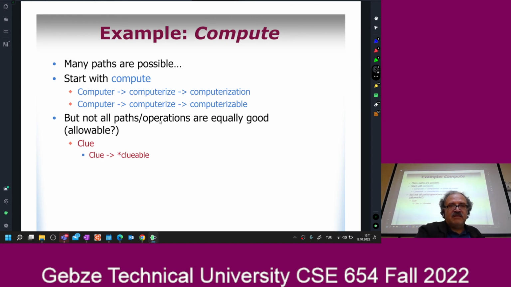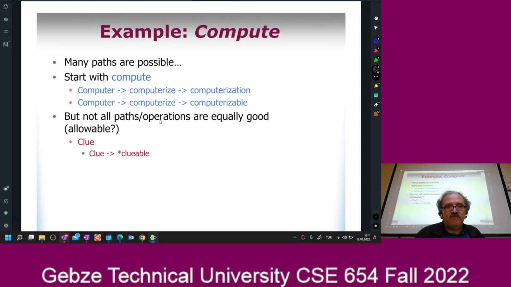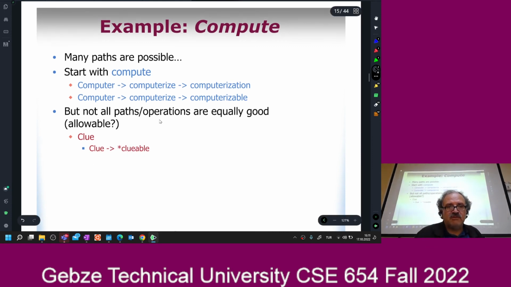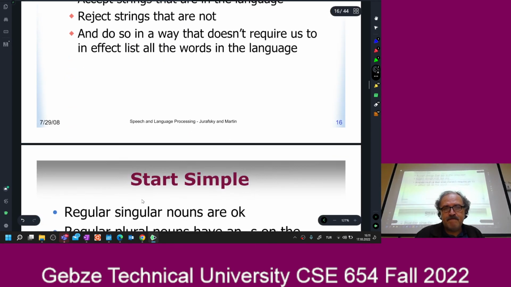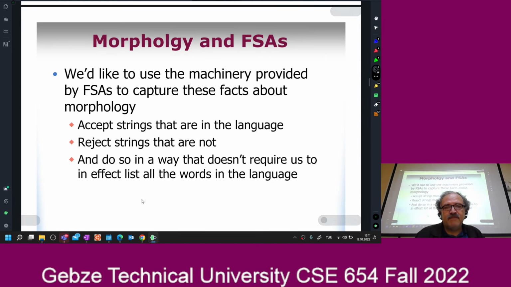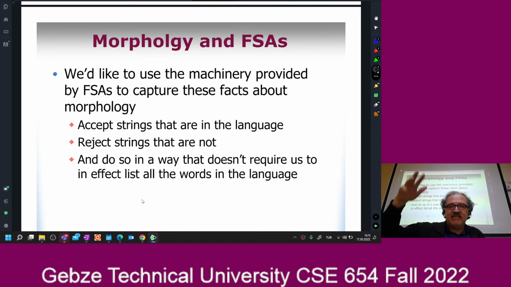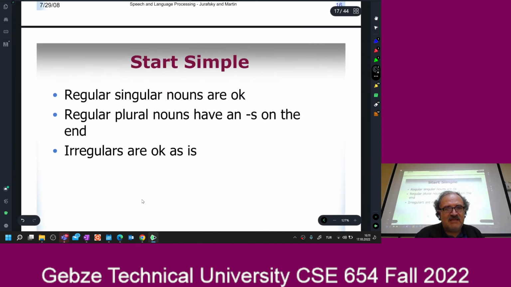Okay, for example, this: fixable, it works. Clueable, it doesn't. No such word as clueable. Okay, so irregularity is there. So morphology and finite state automata, as I said before, we are going to use it to analyze morphologically whatever words we have. Otherwise, you list all the words that are acceptable in a language, and anything other than these words is not acceptable. It doesn't work that way. It is not that easy.